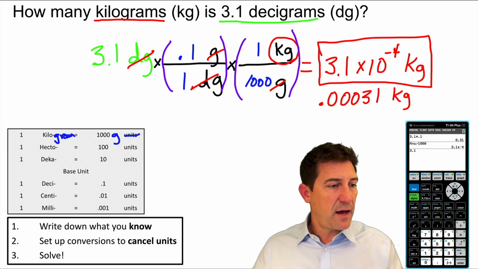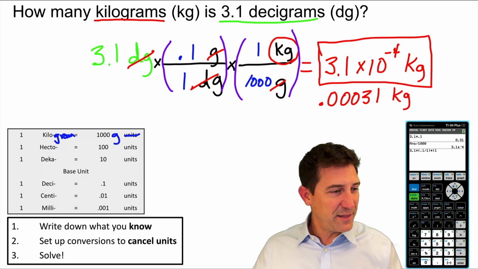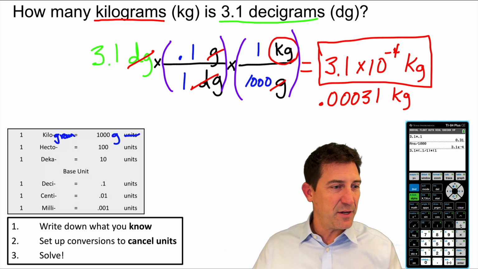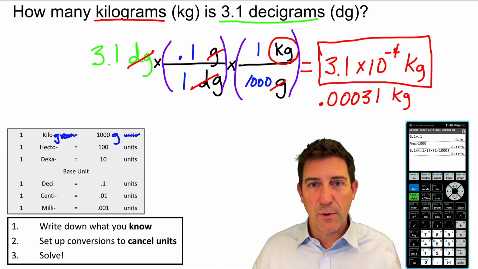3.1 times parenthesis 0.1 divided by 1 parenthesis times parenthesis, a lot of parentheses. See, if you mess any of this up, it doesn't work. Divided by 1,000 parenthesis. Now it looks like we have it on the screen. Let's hit enter. It's the exact same thing we had before.